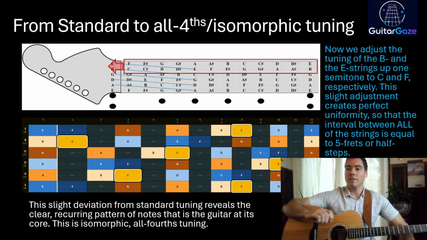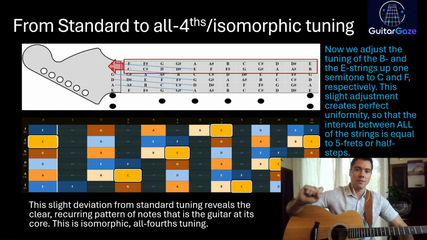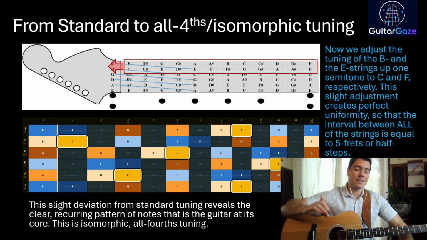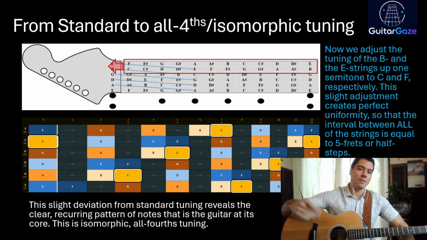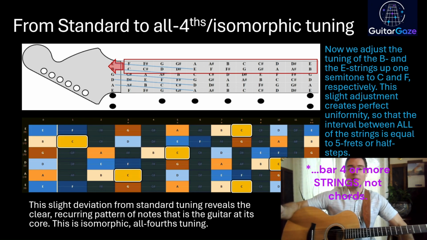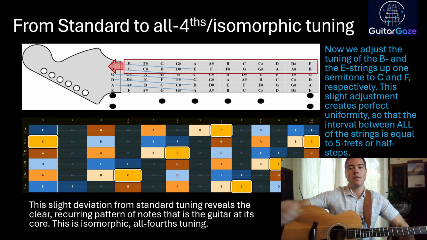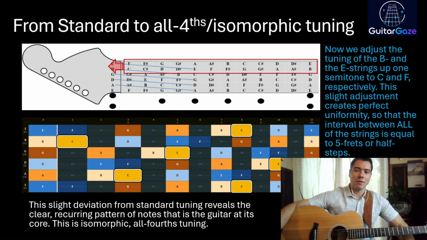But in CF, or all fourths, or isomorphic tuning, whatever you want to call it, there are actually 6 unique locations across the fretboard where you can bar 4 or more strings. So there are still plenty of opportunities for unique chord formations in isomorphic tuning.